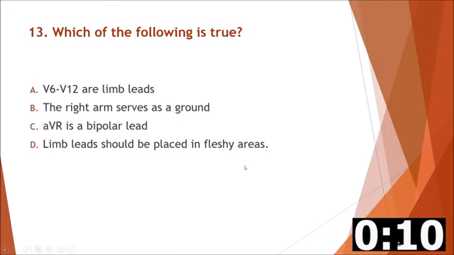Number 13, which of the following is true? A, V6 through V12 are limb leads. B, the right arm serves as a ground. C, AVR is a bipolar lead. D, limb leads should be placed in fleshy areas. 10 seconds.